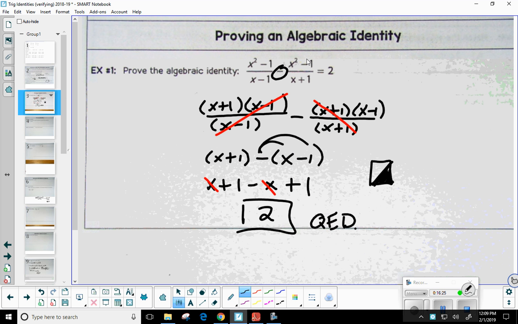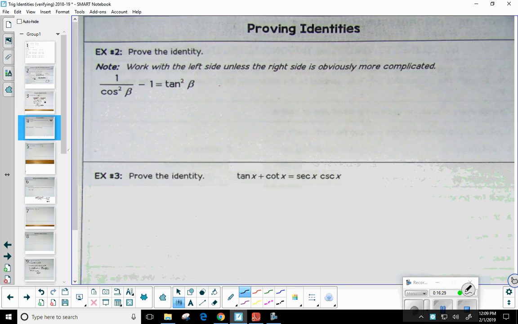Okay. Well, let's take a look at an example. It says, work with the left side, unless the right side is obviously more complicated. And actually, really, it does not matter. A lot of times, you should be able to go on either side and get the other one. Now, what side do you think is more complicated here? I would definitely say the left.